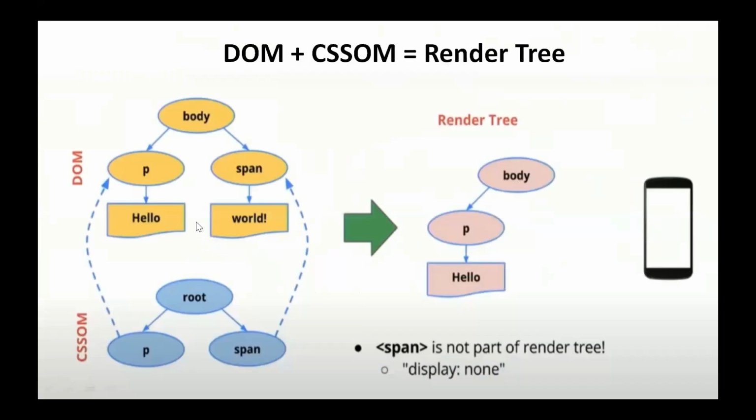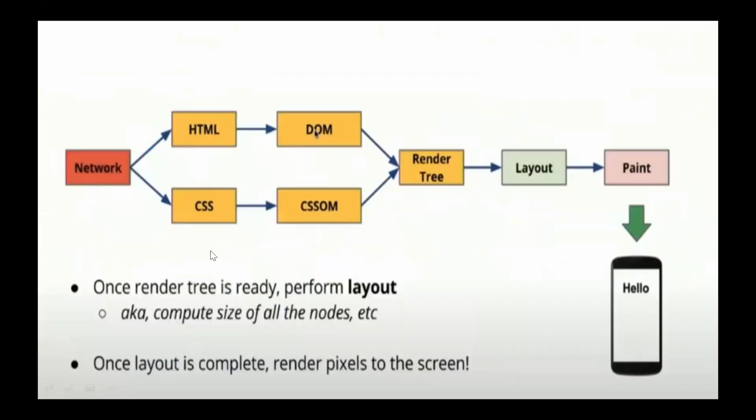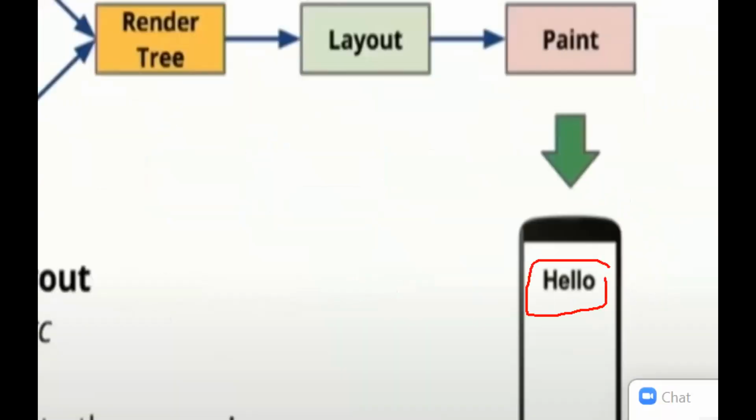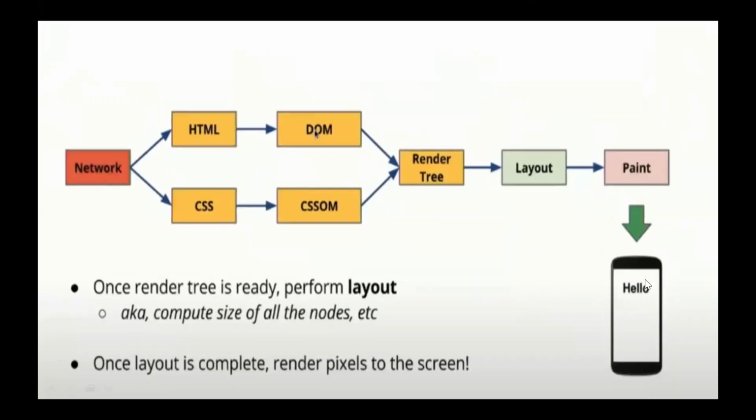We have two object models, one is the DOM, another is the CSS model. And this is finally rendered into the output: the render tree, the layout, and paint. The final result is paint. Whatever output you are going to see is the result of painting. This is how your HTML and CSS actually work.